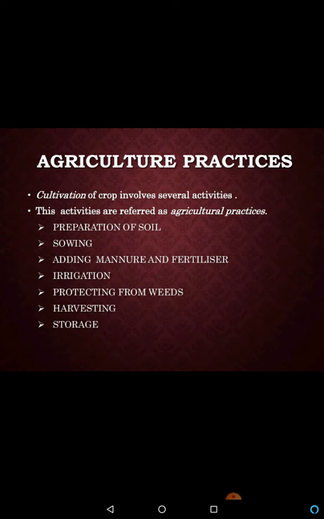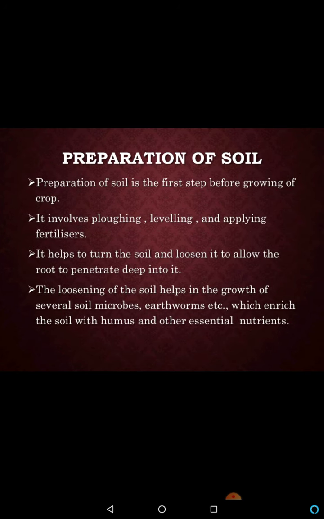Cultivation of crop involves several activities. These activities are referred to as agricultural practices. Preparation of soil, sowing, adding manure and fertilizer, irrigation, protecting from weeds, harvesting, and storage. Now we're going to briefly discuss these agricultural practices. So first is preparation of soil.